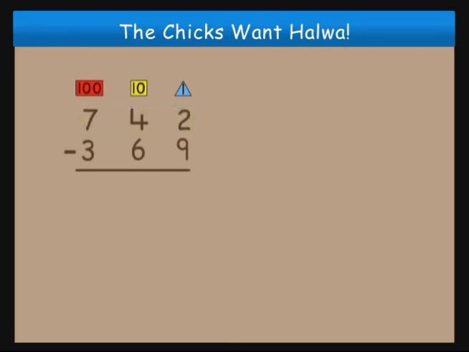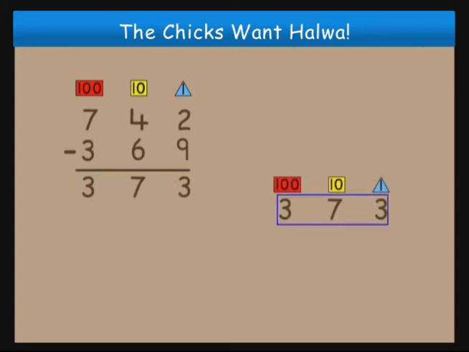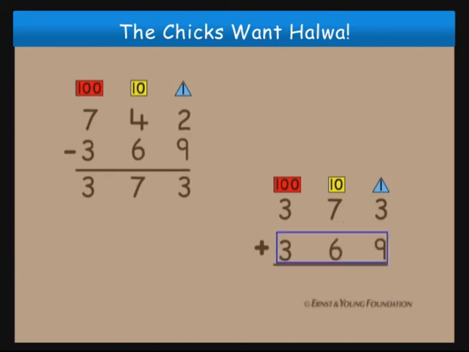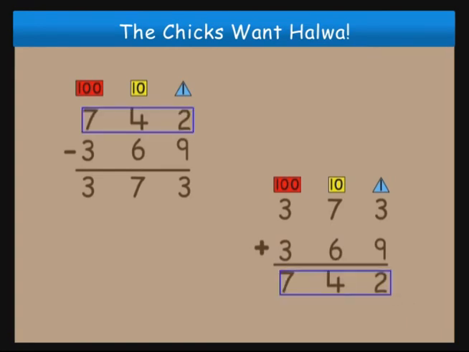742 minus 369 is equal to 373. 373 plus 369 is equal to 742.